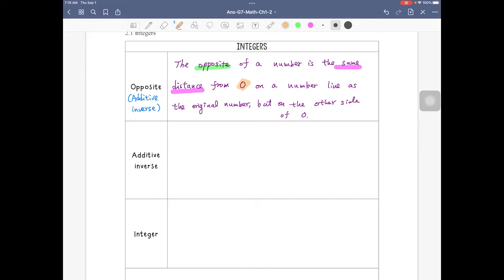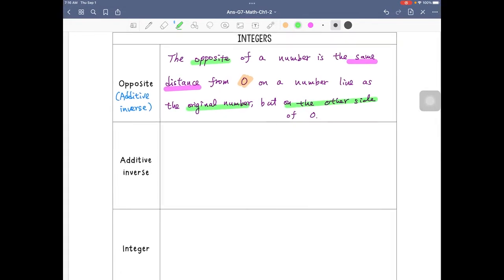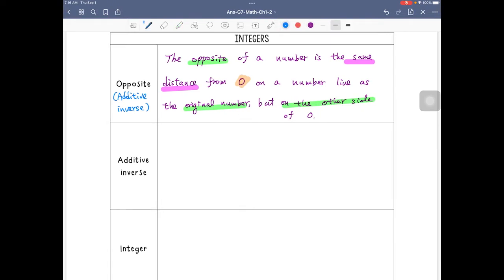Okay, so secondly, I want to talk about additive inverse. Additive inverse is just like opposite, a number at the same distance from 0 on a number line as the original number, on the other side of 0. But additive inverse has another meaning.